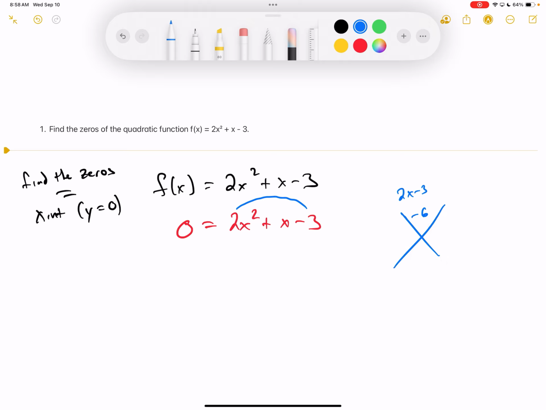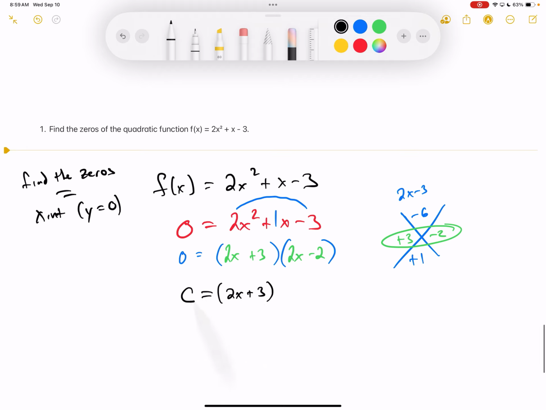What multiplies to be -6 and adds up to be 1? That would be +3, -2, right? 3 times -2 is -6. 3 minus 2 is 1. So since I have the 2 in front, I'm going to write 2x at the beginning of both of them. I write +3 and -2. 2 and 3 do not simplify. But this one I can divide by 2, so I get x minus 1.